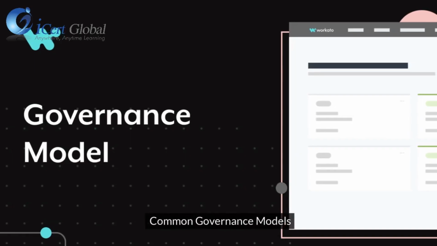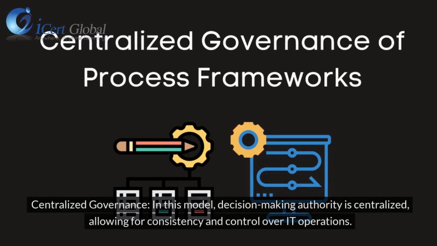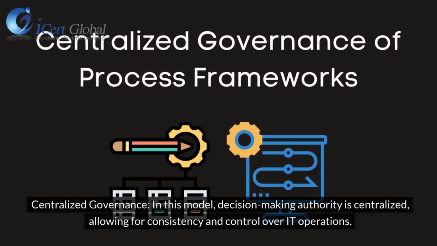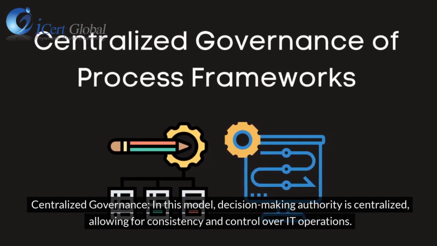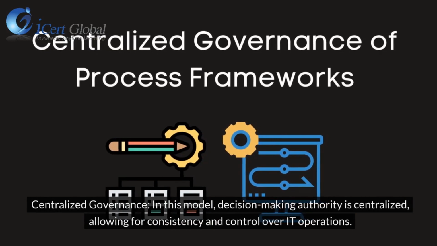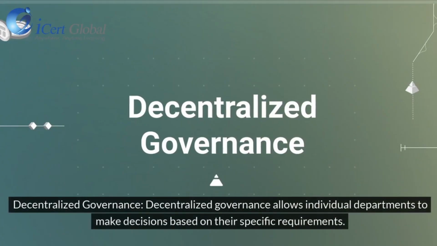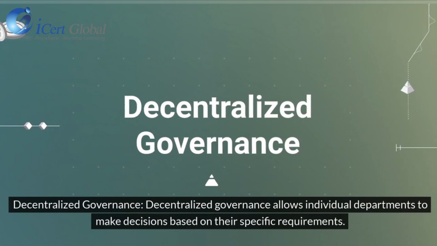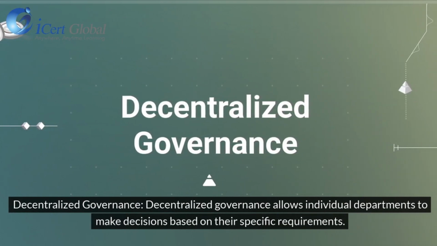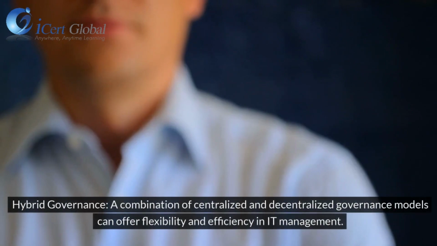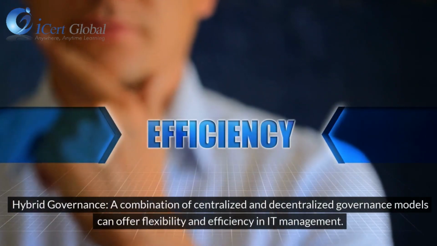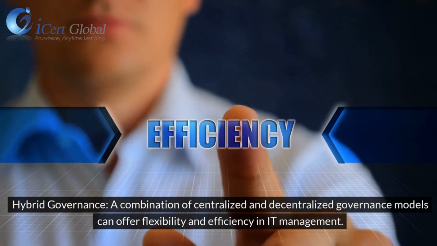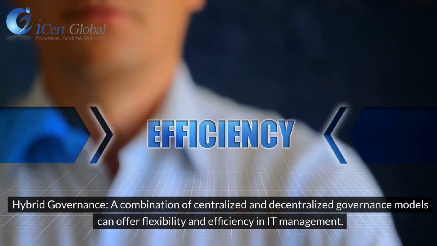Common governance models. Centralized governance. In this model, decision-making authority is centralized, allowing for consistency and control over IT operations. Decentralized governance. Decentralized governance allows individual departments to make decisions based on their specific requirements. Hybrid governance. A combination of centralized and decentralized governance models can offer flexibility and efficiency in IT management.